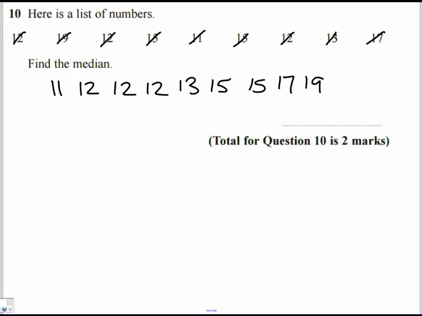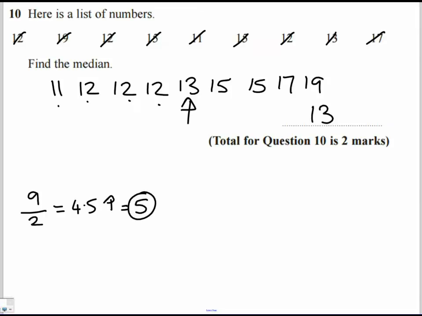Now to find the median, there are two possible methods. One for an odd set and the other for an even set. So we have 1, 2, 3, 4, 5, 6, 7, 8, 9 numbers. So with 9 numbers, there's only one middle number. So when we divide 9 by 2, it gives us 4.5, and we round it up to number 5 is the center of our 9 numbers. So 1, 2, 3, 4, 5. 13 is the middle number of these 9 numbers when put in order. So 13 goes on the answer line.